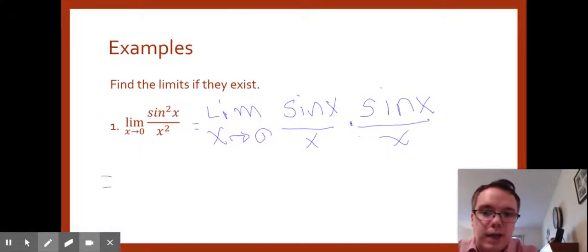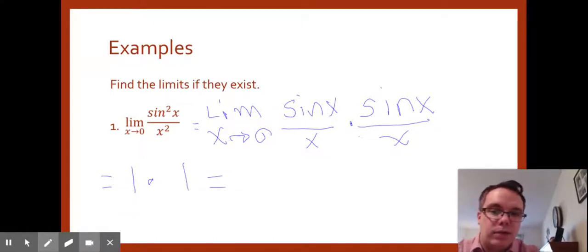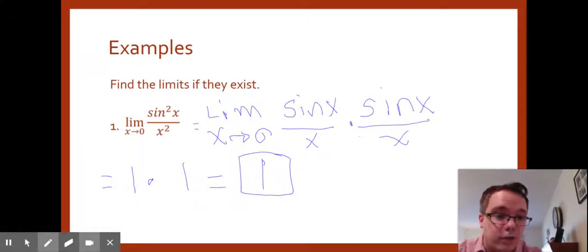So if I do that and I take my limit as x goes to 0 of sine x over x, that is 1, and my limit of sine x over x is 1, so I get 1 times 1. So here my limit as x goes to 0 is 1. So as my x goes to 0, our function is getting closer and closer, but never touching 1.